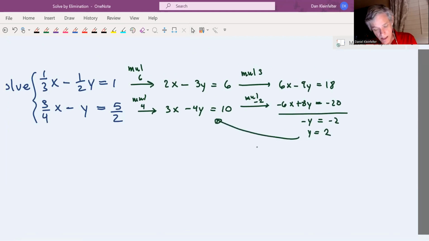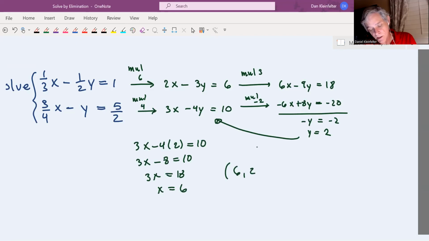I think I'll go with this one because it's nearby. 3x minus 4y is 10. We'll have 3x minus 8 is 10. 3x is 18, so that x is 6. So we'll have 6, 2.